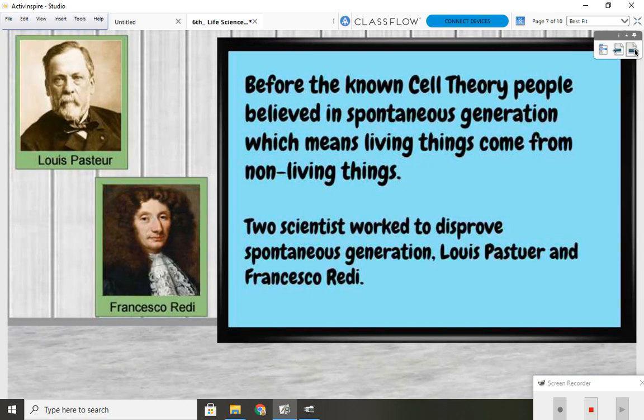All right, so let's talk about this spontaneous generation I mentioned earlier about alligators coming from rotting logs in the water, which you and I both know is a pretty silly thought process. But before the known cell theory, people believed in spontaneous generation, which means that living things could come from non-living things. And these two scientists worked to disprove spontaneous generation, and they did this almost 200 years apart from one another, Louis Pasteur and Francesco Redi.